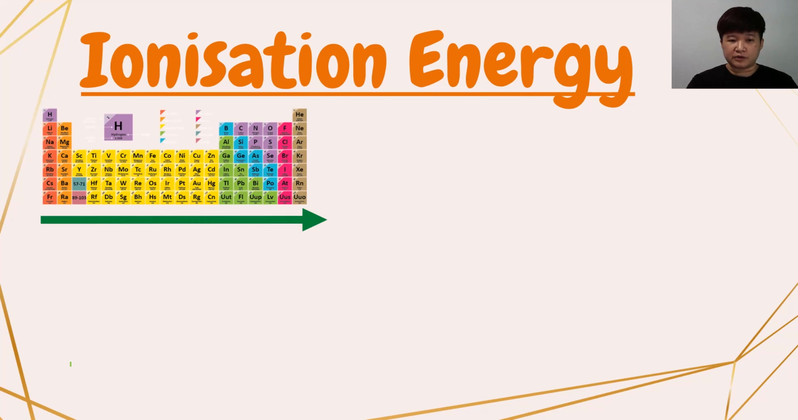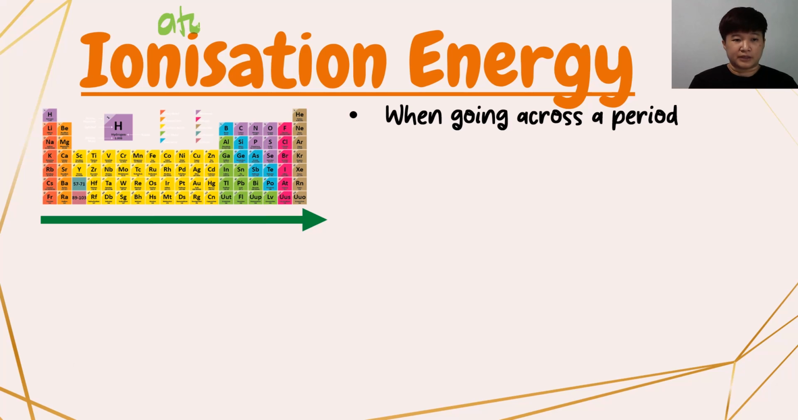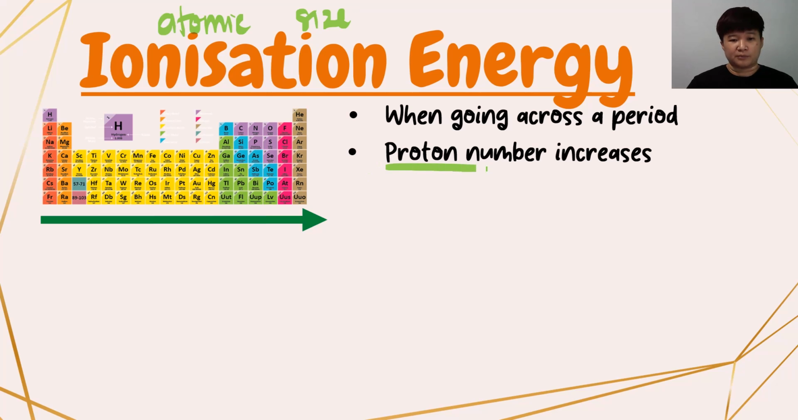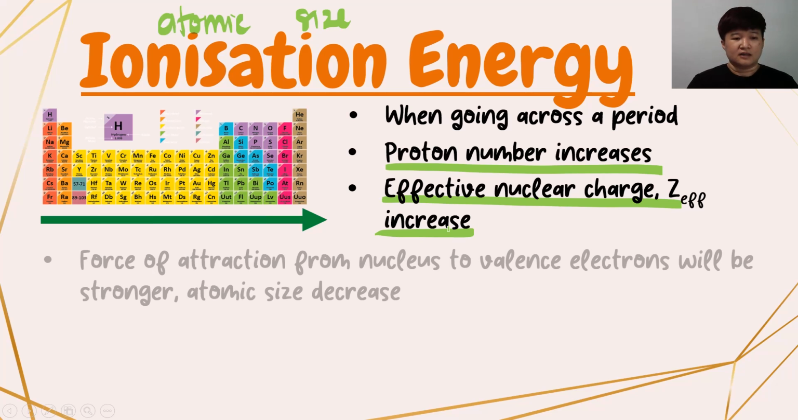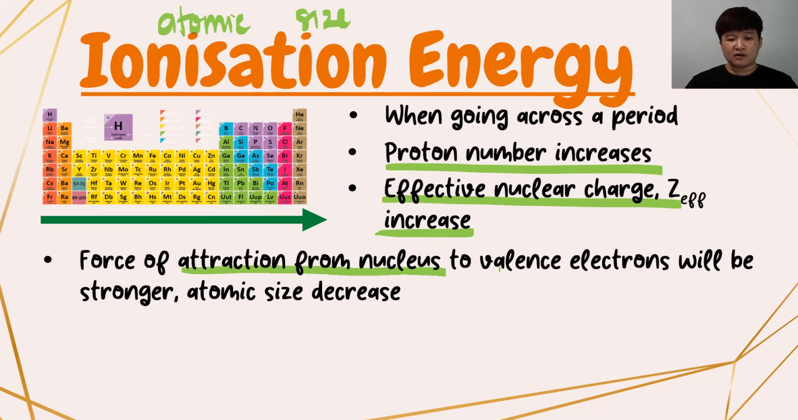When you're moving across a period, what happens to the atomic size? We know that the proton number increases. Therefore, effective nuclear charge increases. When the effective nuclear charge increases, the force of attraction from the nucleus to the valence electron will be very strong. When it is extremely strong, the atomic size will become smaller. When the atomic size becomes smaller, what happens to this electron? Is it easier to remove or harder?